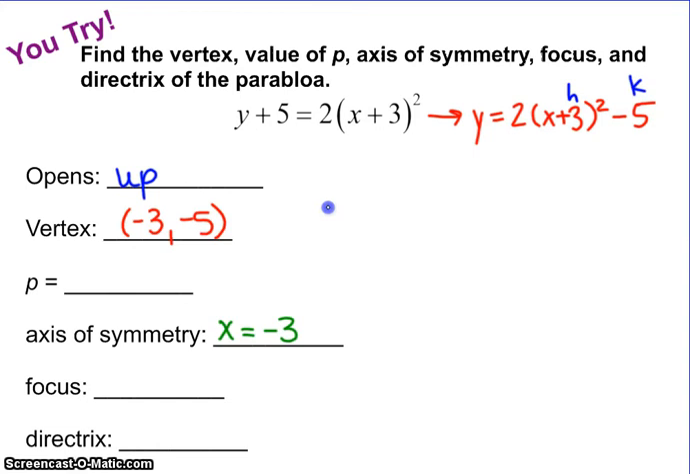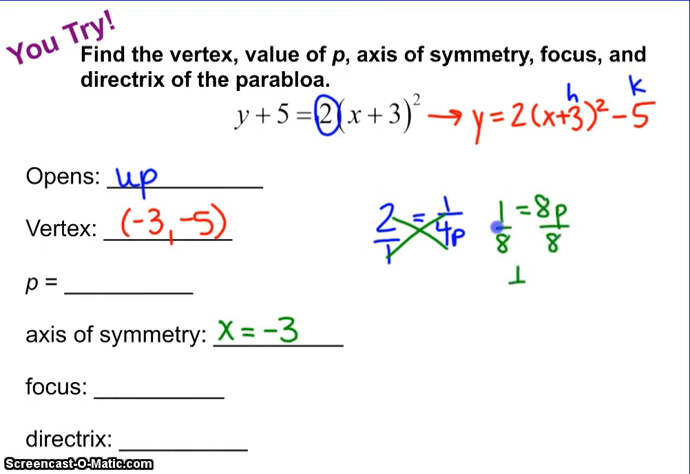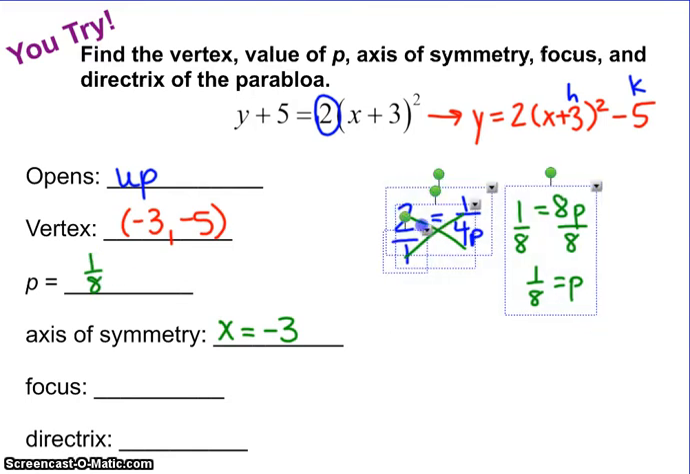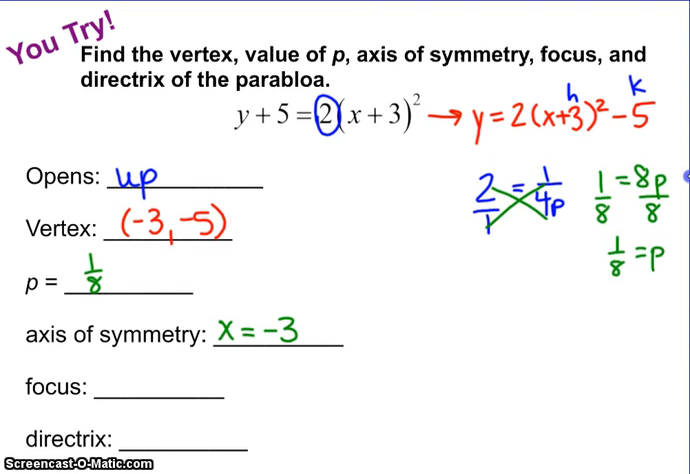All right, so let's do the math for the p. Remember, the number in front of the parentheses is equal to 1/4p, because that is the equation of the vertical parabola. Now I'm going to put this over 1 so we can cross multiply like we did in the previous problem. So 1 times 1 is 1, 2 times 4p is 8p. So by dividing by 8, I get that 1/8 is p, 1/8.